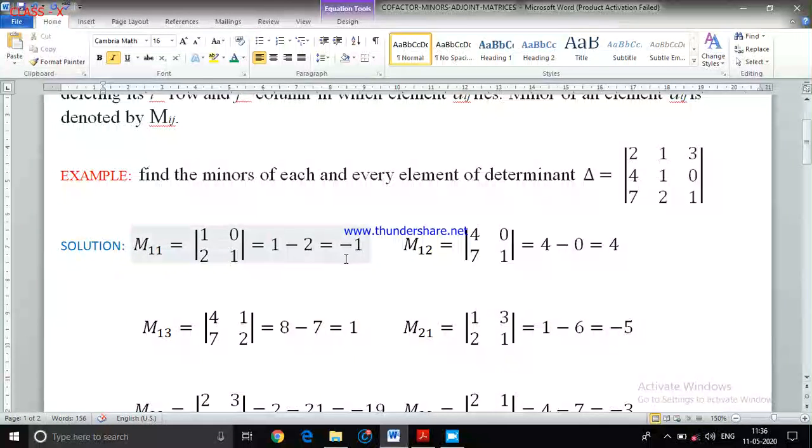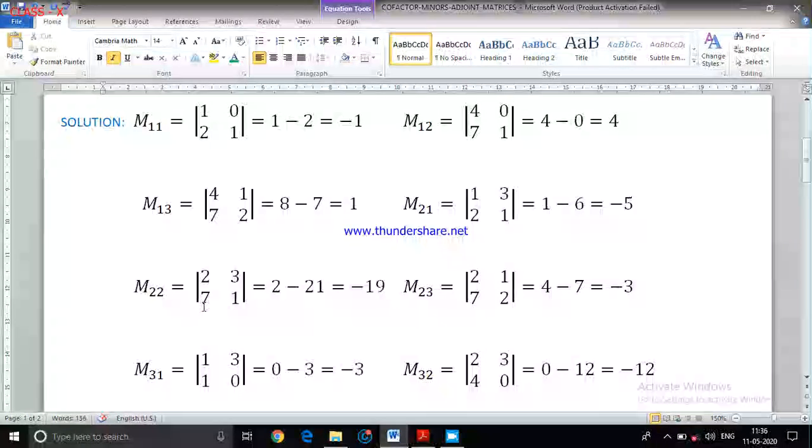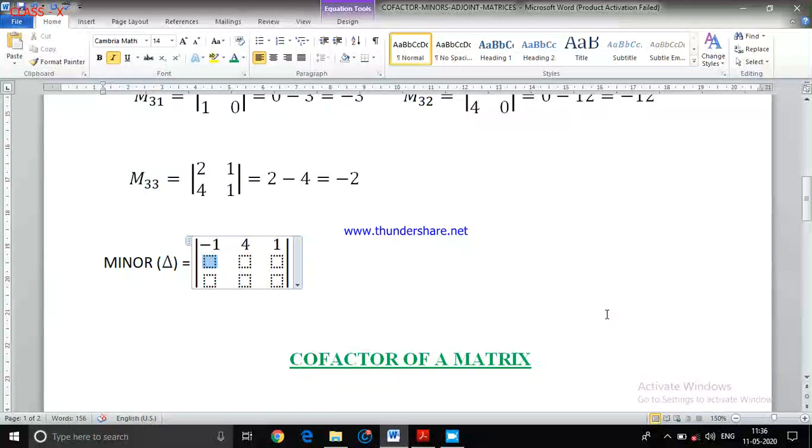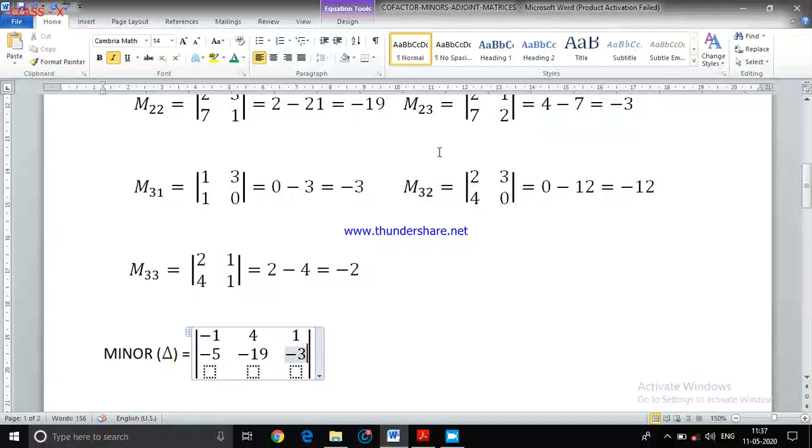So the first minor is minus 1, second minor is 4, third minor is 1. So here I will write minus 1, 4, 1. Next is minus 5, minus 19, minus 3. Then M31 value is minus 3, minus 12, minus 2.